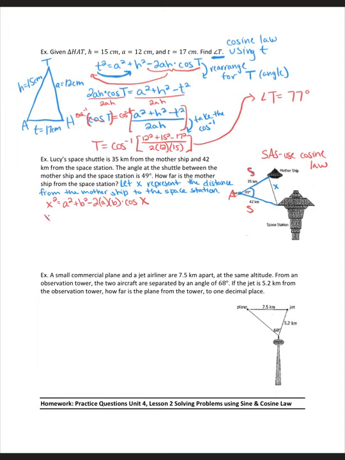So we can just start plugging some stuff in. It doesn't matter which side we choose as a. We'll say that a is 35 squared and b is 42 squared, minus 2 times 35 times 42, times the cos of the angle that corresponds with it, which is 49 degrees.